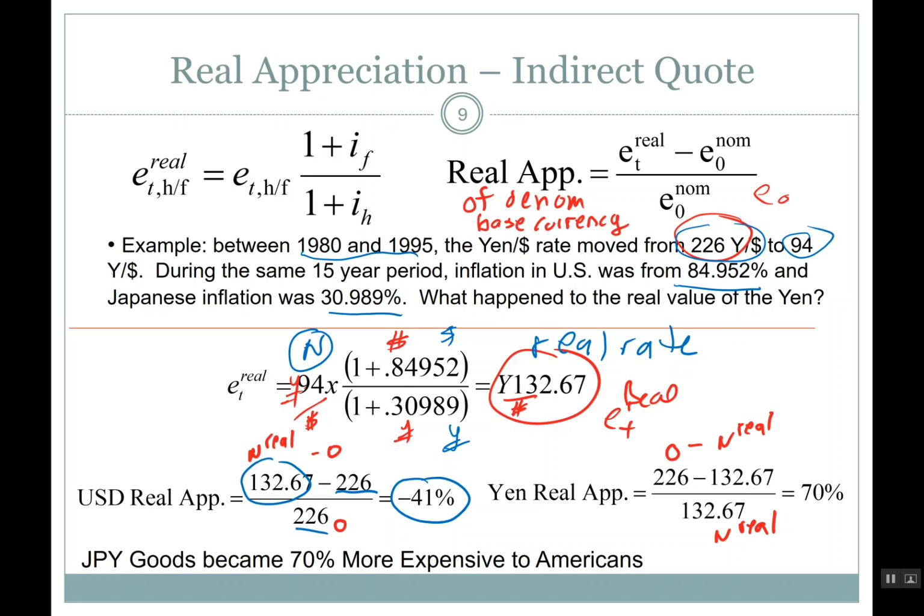However, how would I get the yen's real appreciation? Old minus new real over new real. The yen appreciated 70% in 15 years. Real appreciation, which means in theory, Toyotas would have been 70% more expensive in a 15-year period.